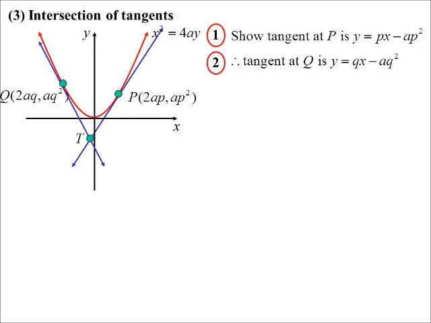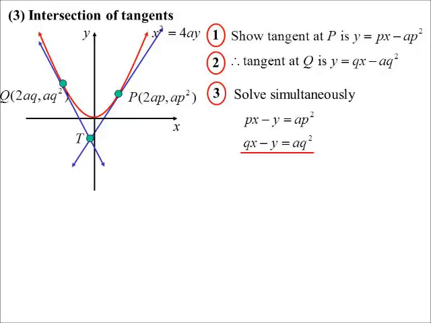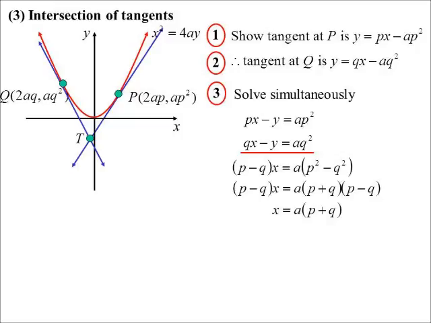We want to find the point of intersection of those two lines, so we'll solve them simultaneously. I'll creatively call that point of intersection T. T for tangent. Solve simultaneously. Okay, well those y's will eliminate nicely. So I get (p minus q)x is a(p squared minus q squared). But of course p squared minus q squared, difference of two squares, and that'll cancel the p minus q's.